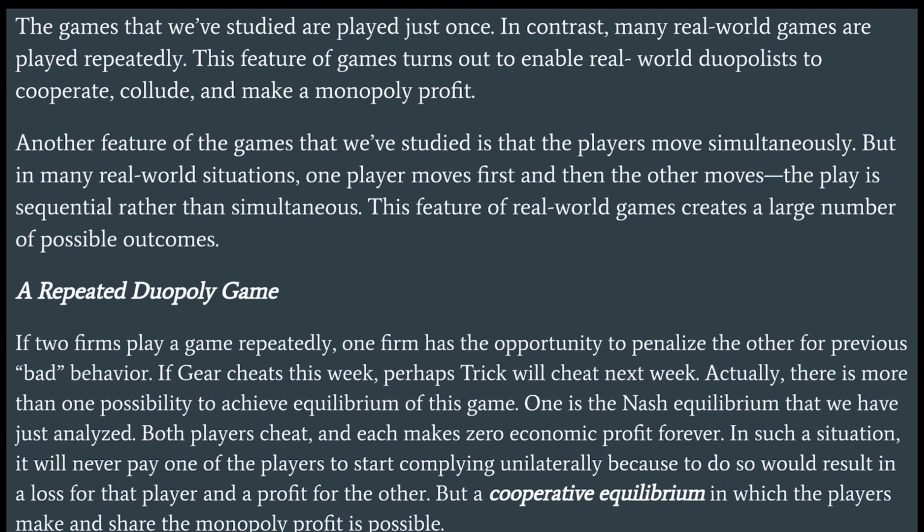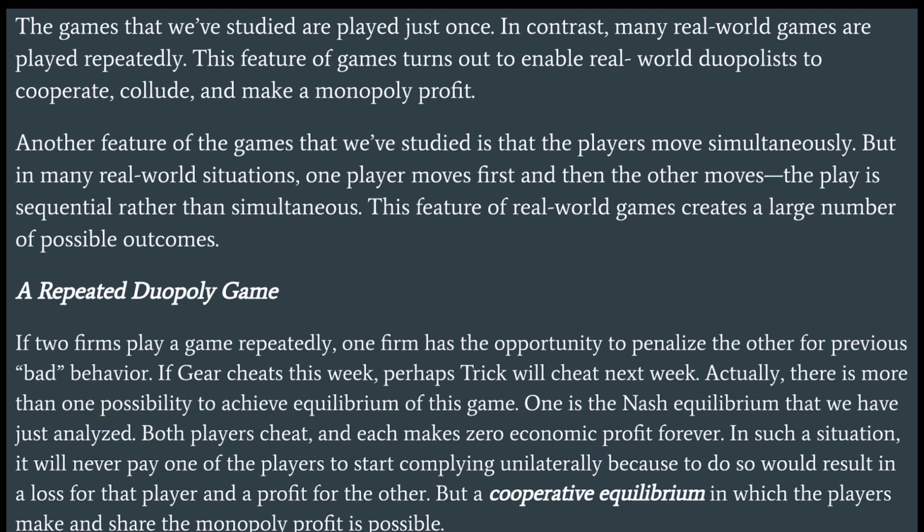The games that we have studied are played just once. In contrast, many real-world games are played repeatedly. This feature of games turns out to enable real-world duopolists to cooperate, collude, and make a monopoly profit.